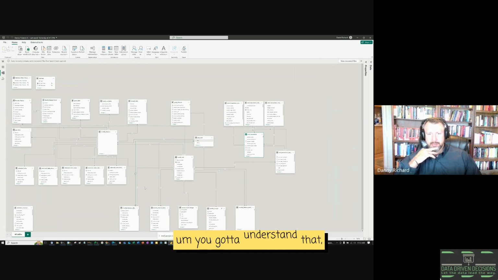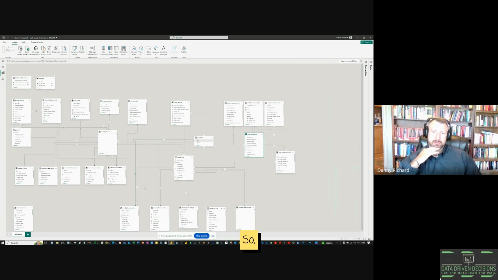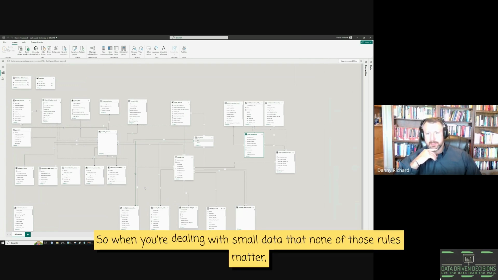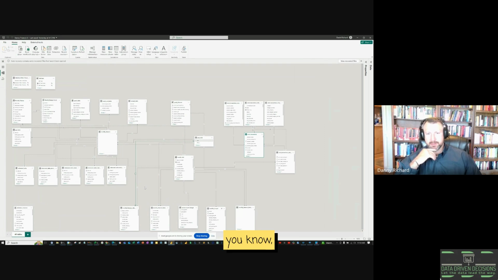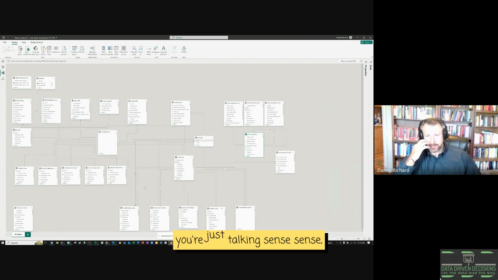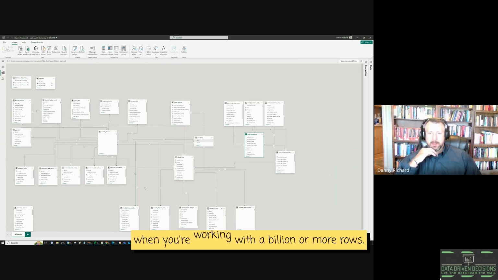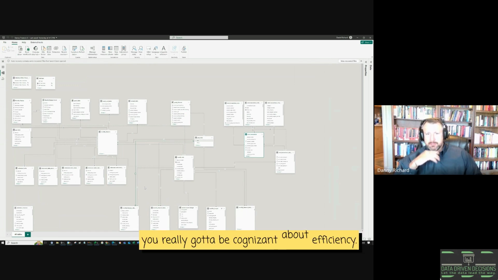You've got to understand that queries are in the costs of cents, and with hundreds of queries you're talking dollars. So when you're dealing with big data, there's a cost to every query. When you're dealing with small data, none of those rules matter. No matter how many tables you create, no matter how many intermediate tables, no matter how many queries you run, you're just talking cents in total. So it doesn't matter. But with big data, when you're working with a billion or more rows, you really have to be cognizant about efficiency.